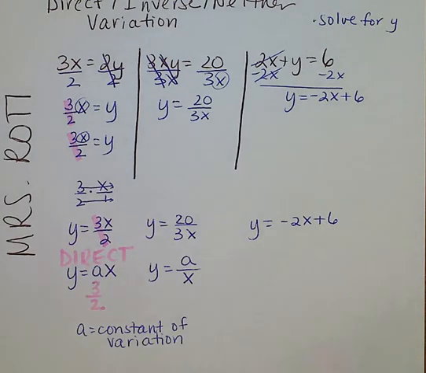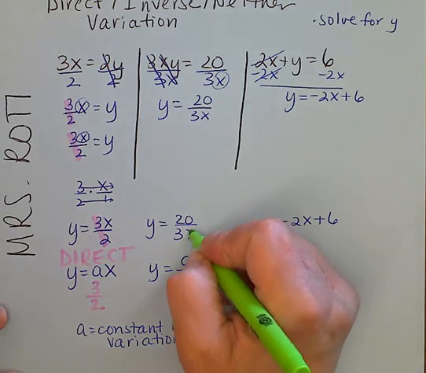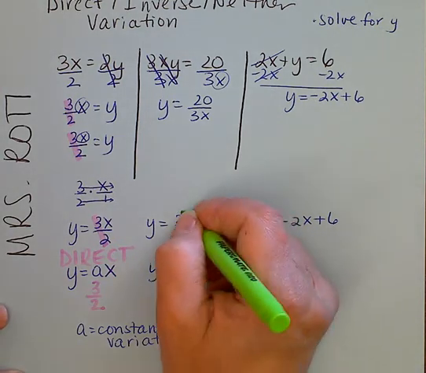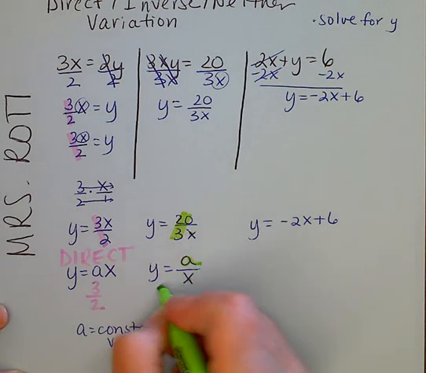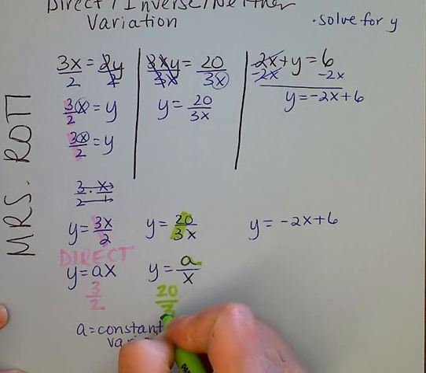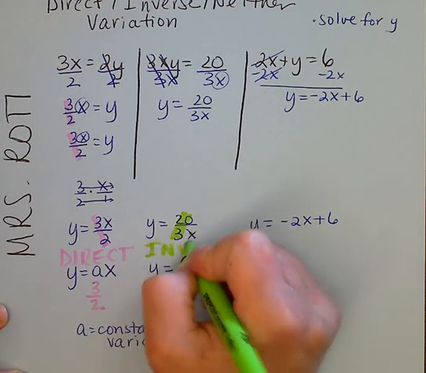If we take a look at this guy, notice that the x is in the denominator. Technically, I could write this as a decimal, and that would make it as one number all on top. So 20/3 is my a value, and that would make this one an inverse variation.